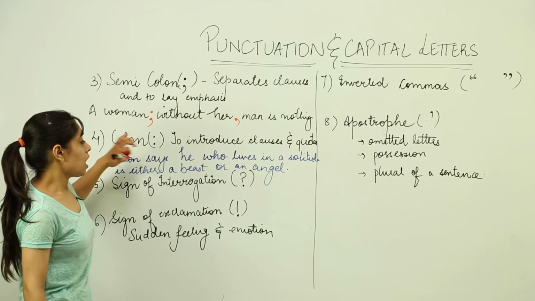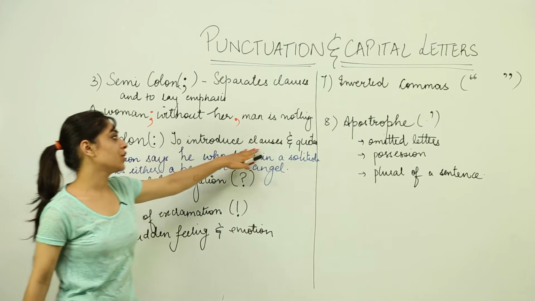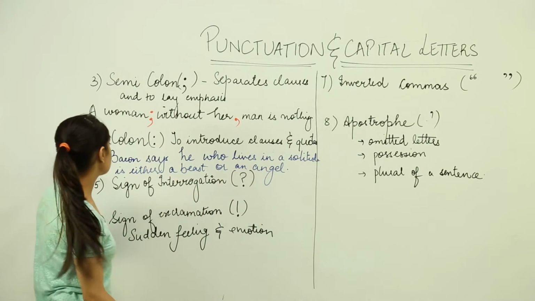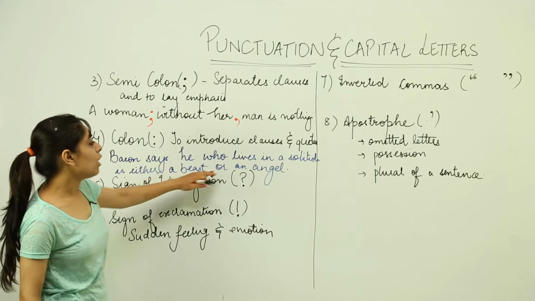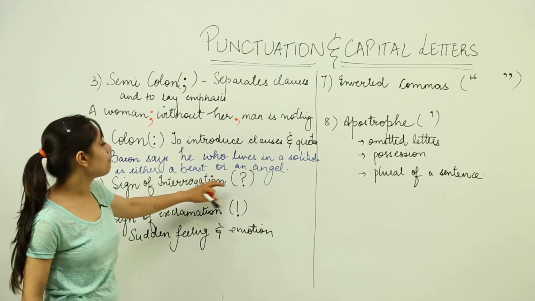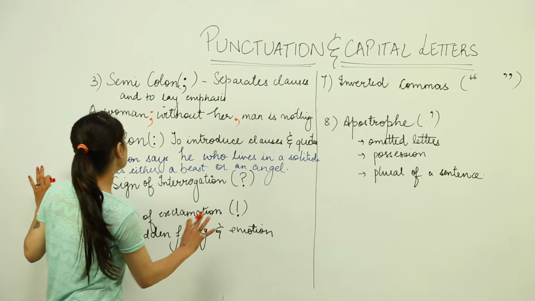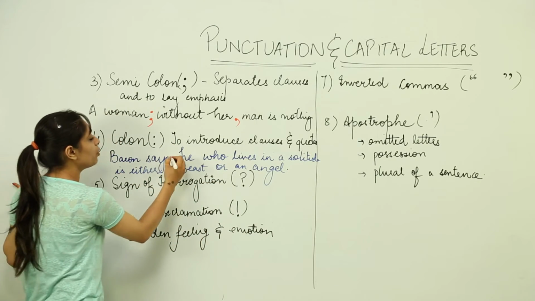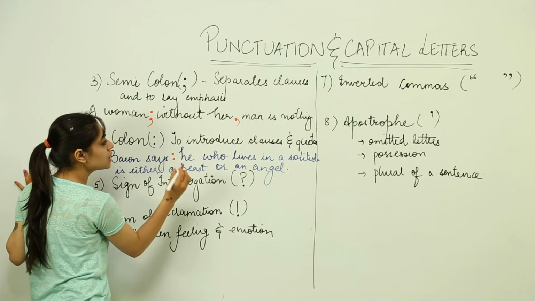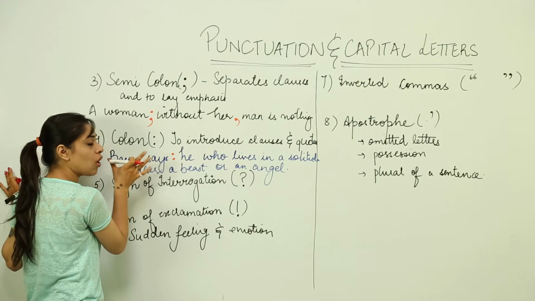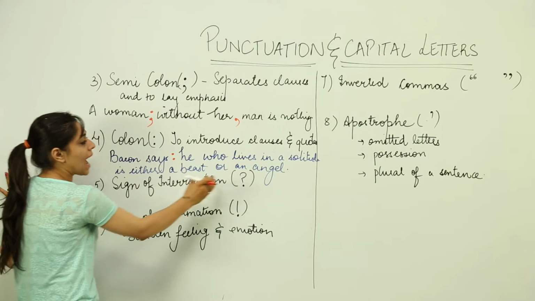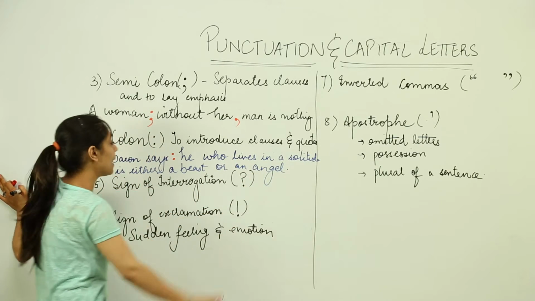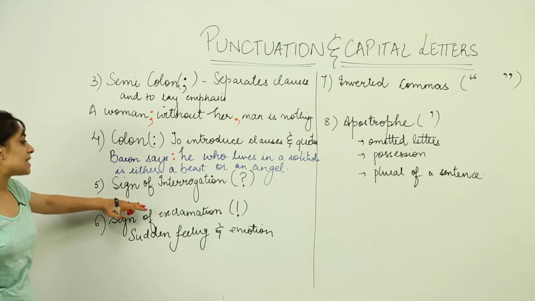A colon is generally used to introduce clauses and quotes. For example, Bacon says, he who lives in solitude is either a beast or an angel. Let's see, where will we put a colon? We put a colon here because this is an introduction of a clause and this is a quote given by Bacon, right?